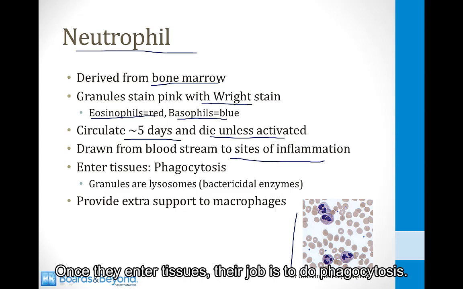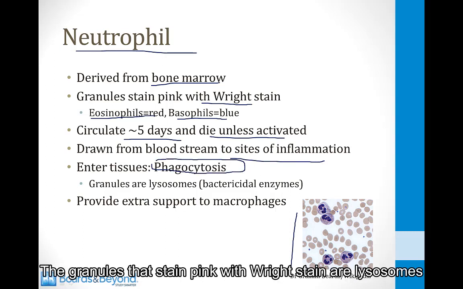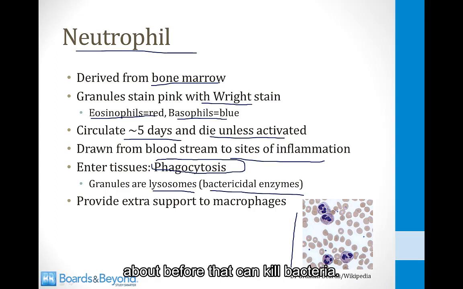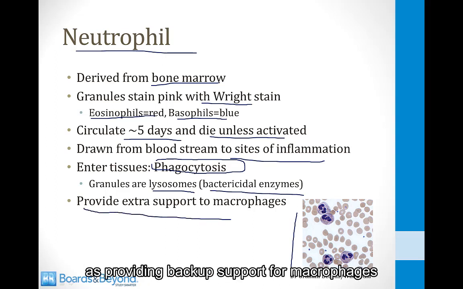Once they enter tissues, their job is to do phagocytosis. The granules that stain pink with Wright stain are lysosomes, and they contain bactericidal enzymes and all those things we talked about before that can kill bacteria. And as I said before, just think of these cells as providing backup support for macrophages when there's an infection taking place.